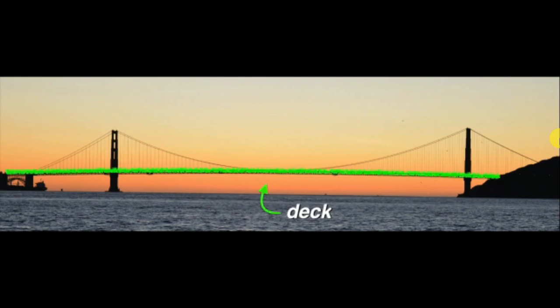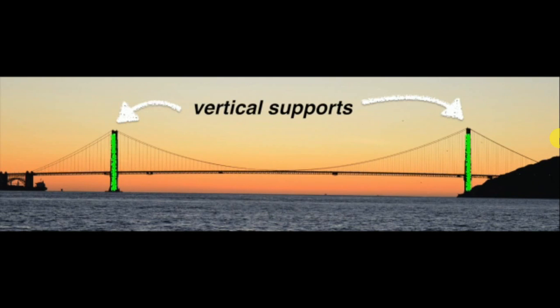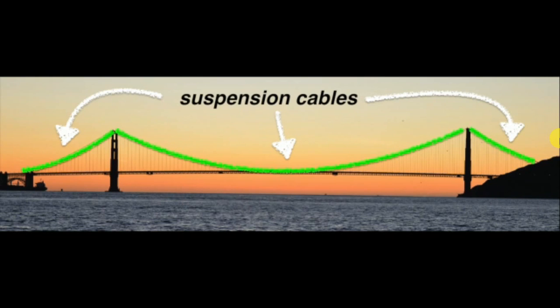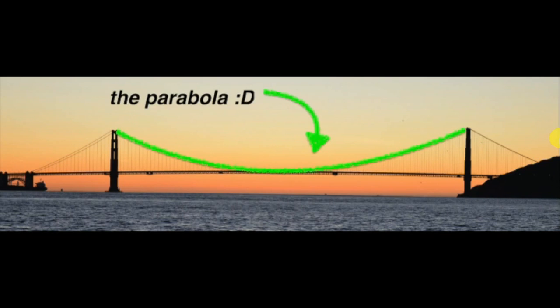The bridge has a deck in which the vehicles pass by and vertical supports. From those supports, wire cables hang vertically as well. Finally, it has suspension cables that are hanging above its 2 towers. Thanks to the hanging of the suspension cables, this famous bridge looks like a parabola, which the suspension cables in between the towers of the bridge create.